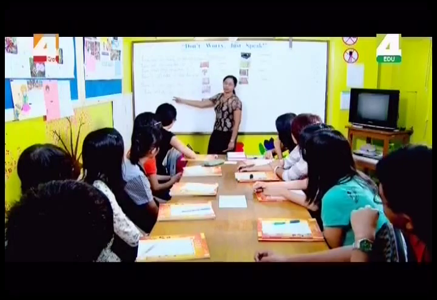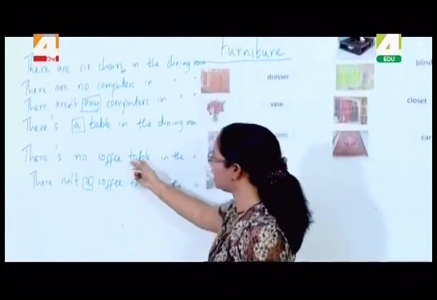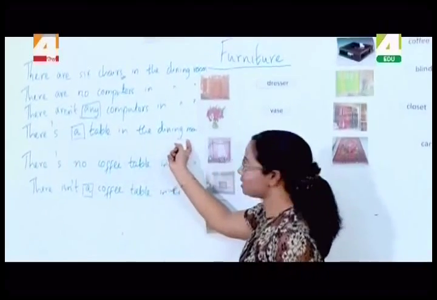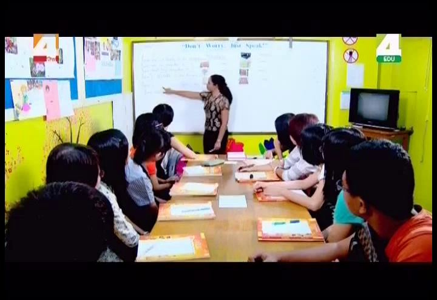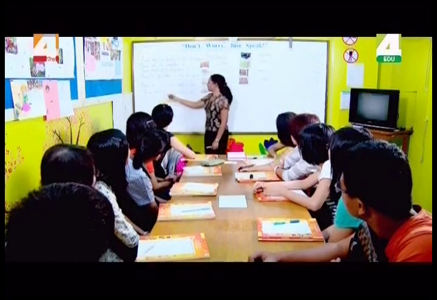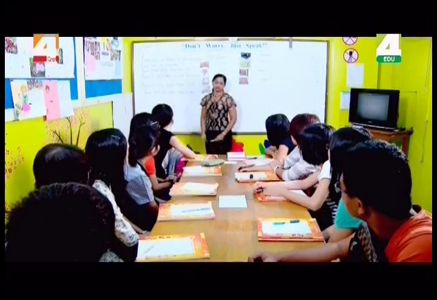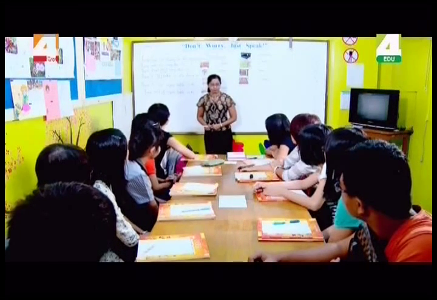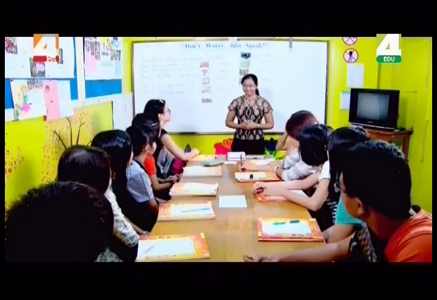So the sentence any, okay? So for singular, only one thing. There's a table in the dining room, article A. Okay? So negative, there's no coffee table in the dining room, or there isn't a coffee table in the dining room. Article important. Do you understand now? Yes.